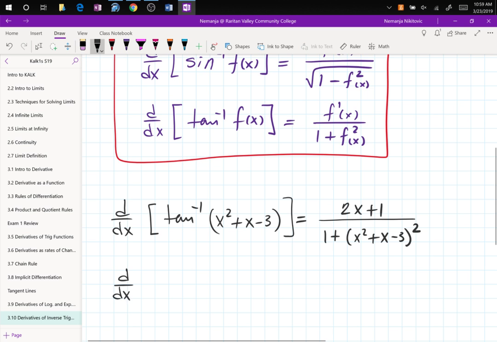What is the derivative of secant inverse of e to the 3x? Try that one on your own. I will do one more from homework and that's it.